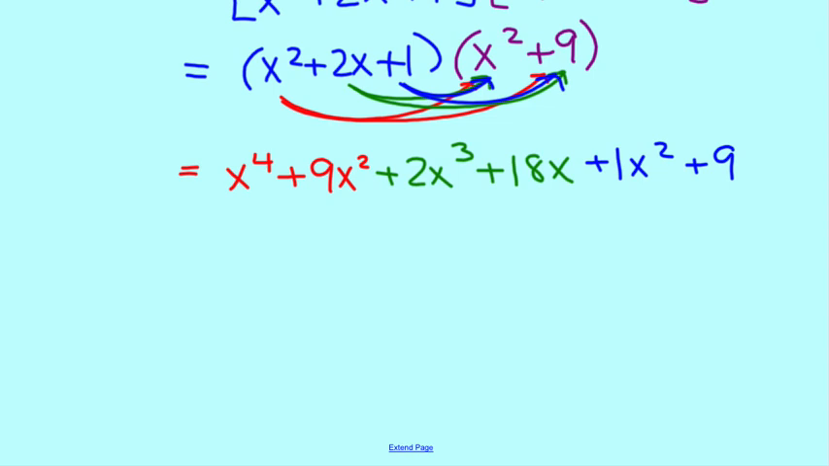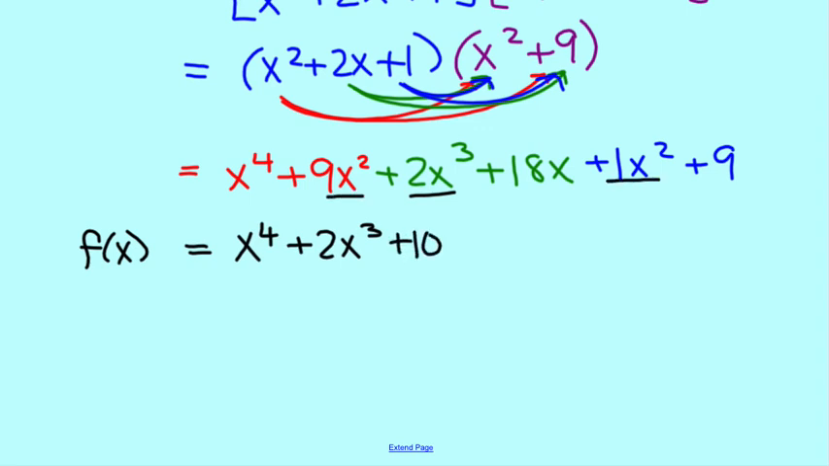Now we clean it up. We put it in standard form, combine any like terms. So x to the fourth is left alone. My next highest term is 2x cubed. These two terms are alike, so they become positive 10x squared. But this is by itself, 18x, and then that's by itself, plus 9. And we are done.